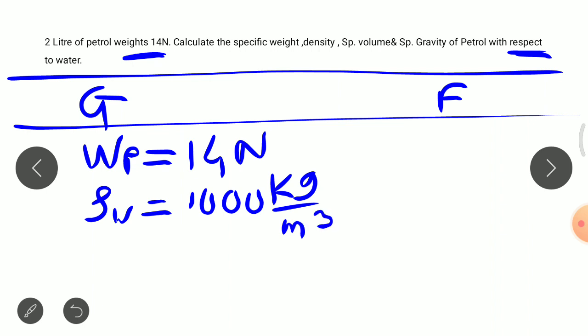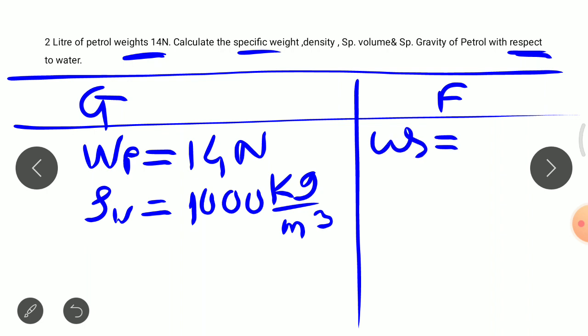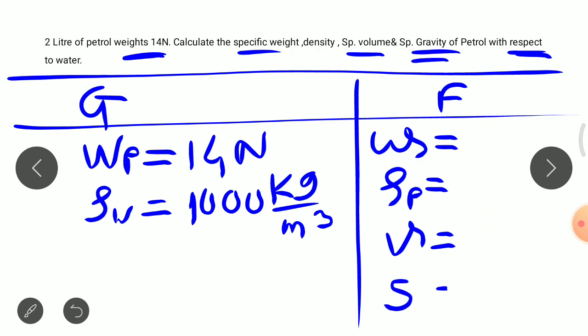Okay, this is our given data, and what we have to find? We have to find specific weight, that means small w, density, that is rho of petrol, specific volume, and then the last quantity is specific gravity S. These four quantities we have to determine. Okay, now we will solve it step by step. The first quantity is specific weight.